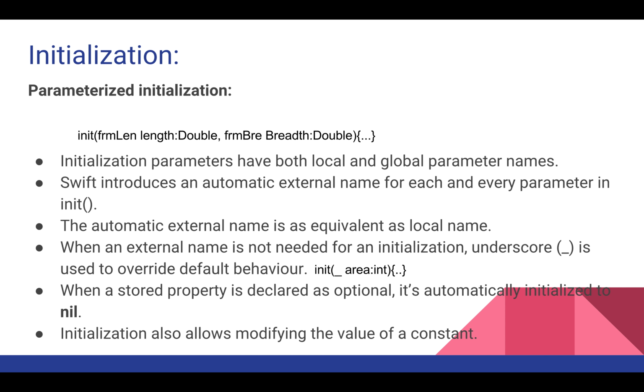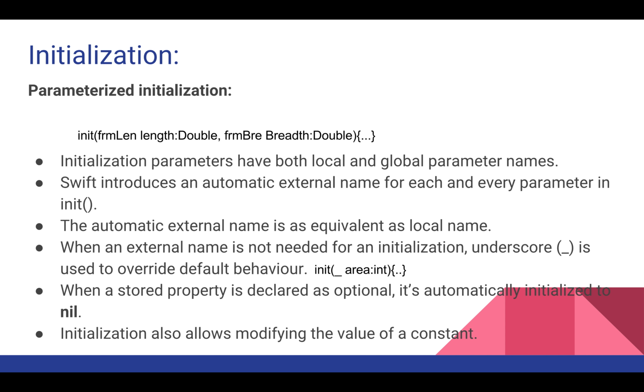Parameterized initialization. You can provide initialization parameters as part of an initializer's definition. Initialization parameters have the same capabilities and syntax as function and method parameters. As with function and method parameters, initialization parameters can have both local and global parameter names. Swift introduces an automatic external name for each and every parameter in init. This automatic external name is equivalent to local name written before every initialization parameter.